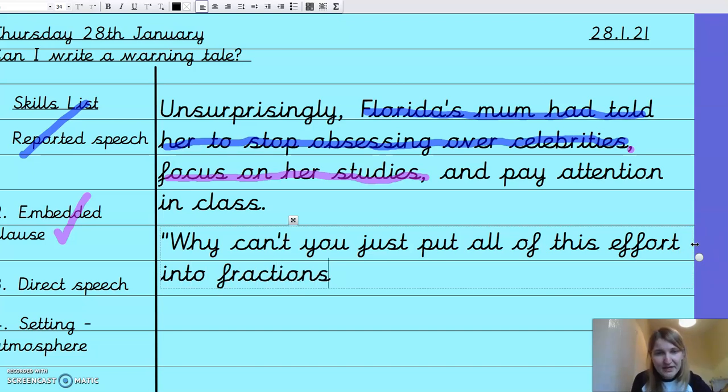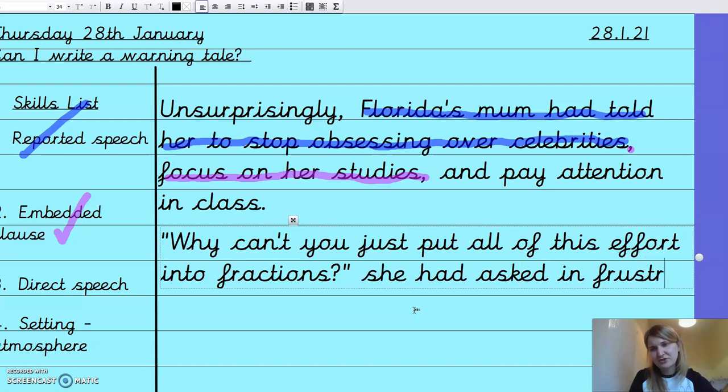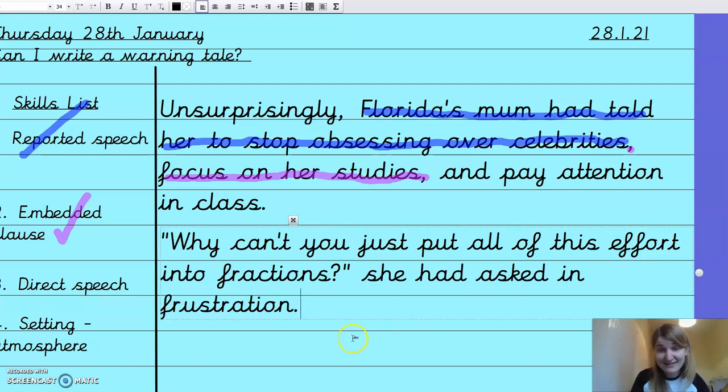Okay, right, with direct speech, what do I need? I remembered my speech mark here. This is what she's saying, so I need my speech mark there, but there's something else I need before. Can you remember? I need the punctuation inside the speech marks, and she's asking a question, so I'm going to do a question mark. Why can't you just put all of this effort into fractions? She had asked in frustration. Remember, I'm writing in past tense here, aren't I? And I started a new line. Did you notice that for my direct speech?